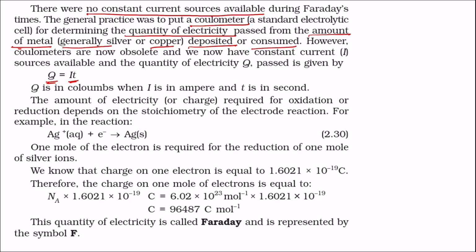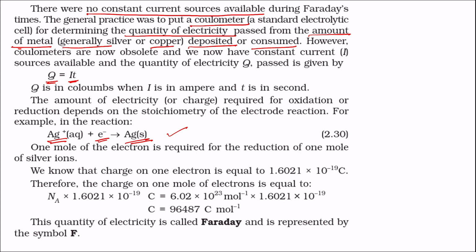So the amount of electricity or charge required for oxidation or reduction depends on the stoichiometry of the electrode reaction. For example, in this reduction reaction, 1 mole of silver ion in aqueous solution accepts 1 mole of electrons, forming 1 mole of silver. So what is the quantity of electricity required? In this case, 1 mole of electrons is required for the reduction of 1 mole of silver ions.